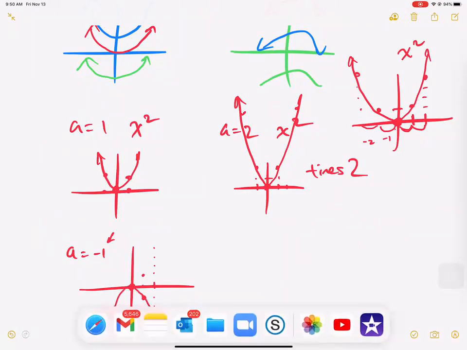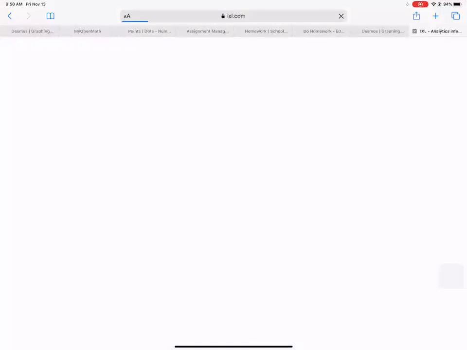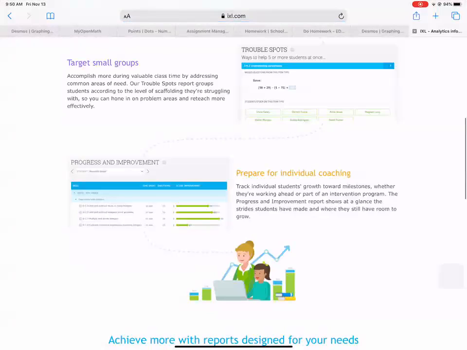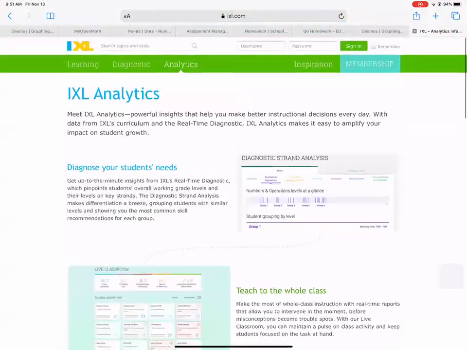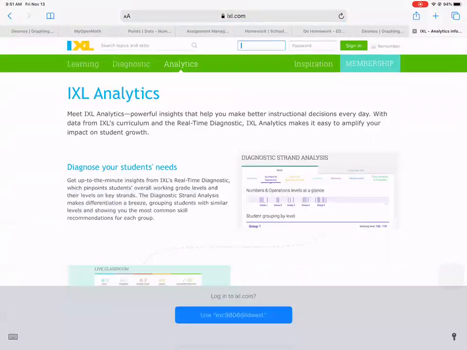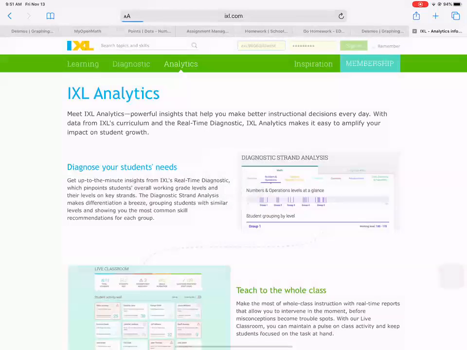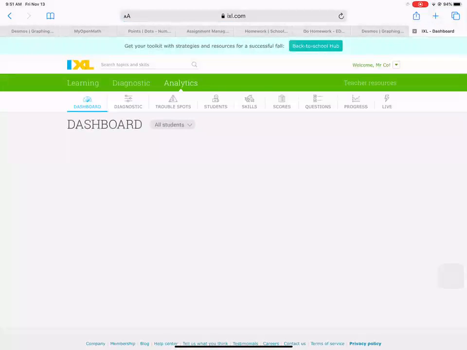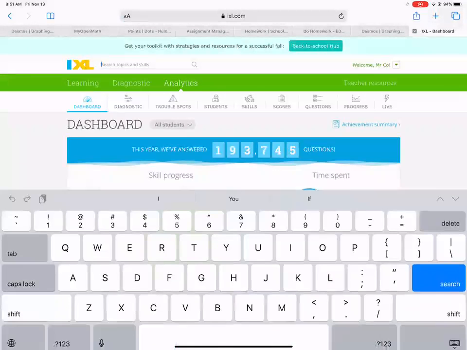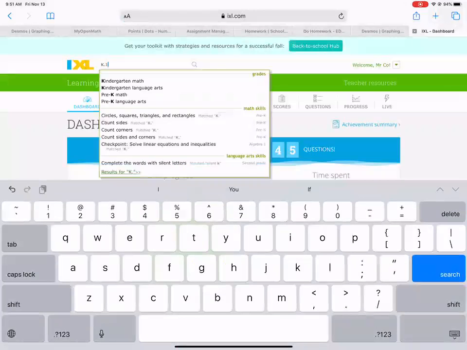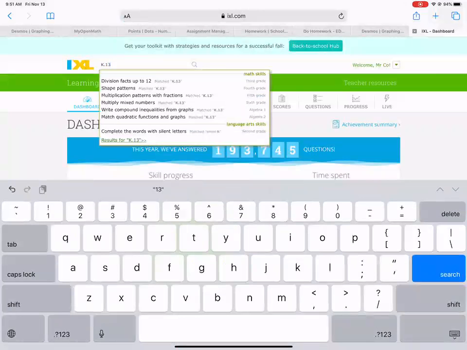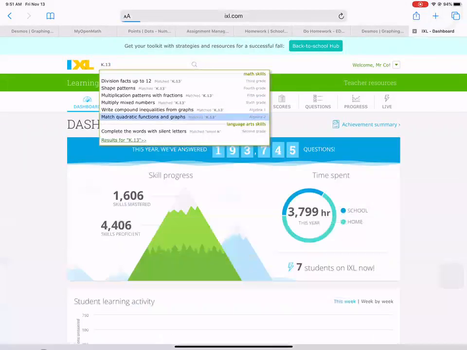So let's go ahead and look at IXL. I'm sorry, I'm kind of pushing it today. Come on, IXL. I'm going to jump to it. I want to show you how fast this last one is going to be. K.13, and we're looking at Algebra 2.